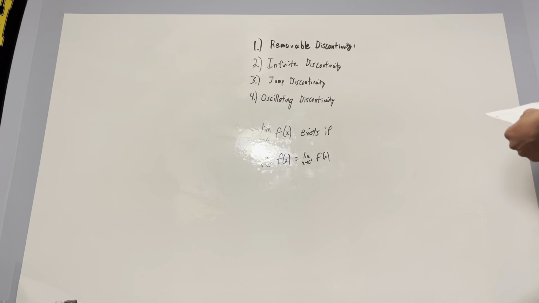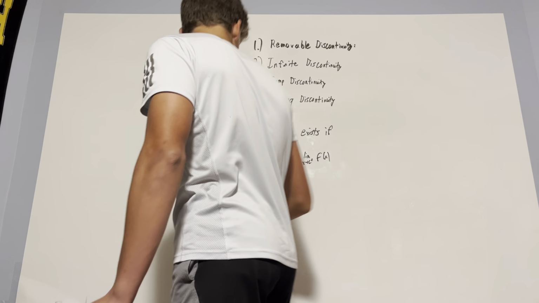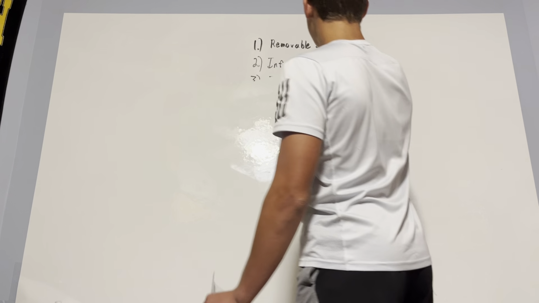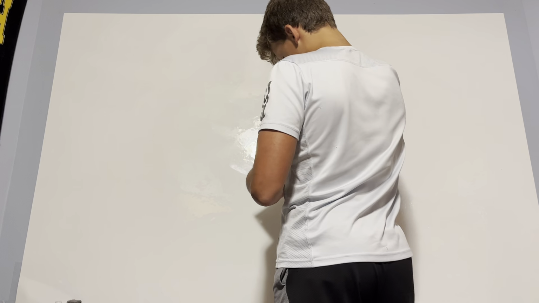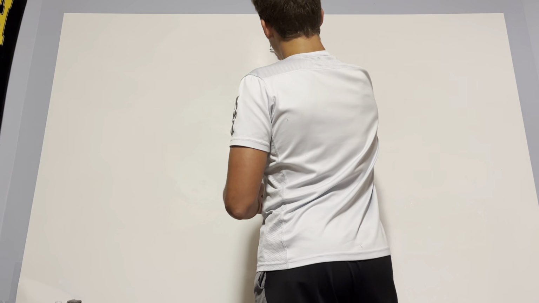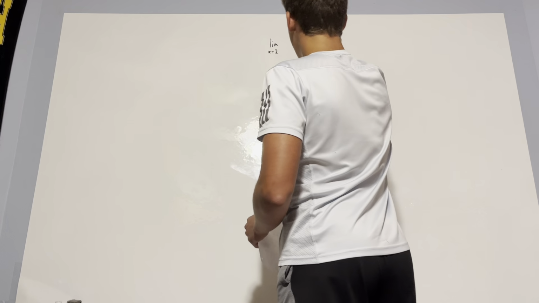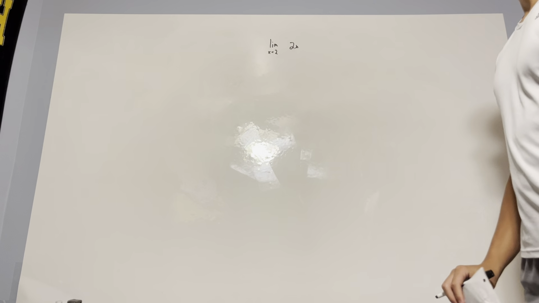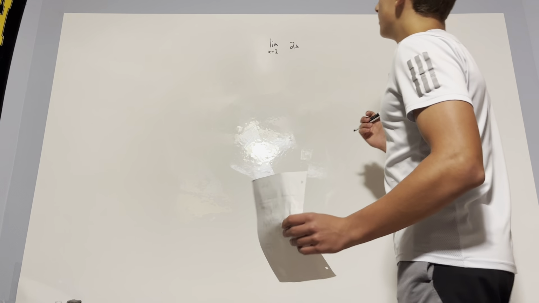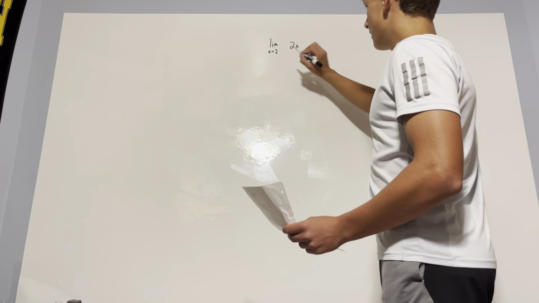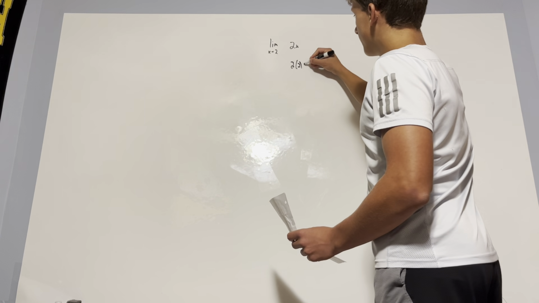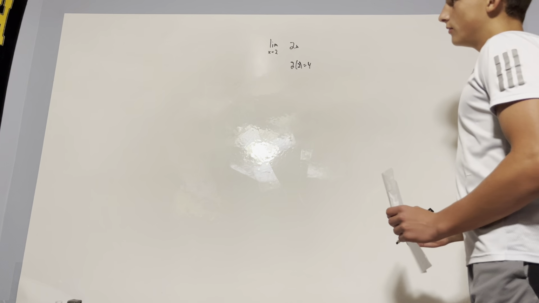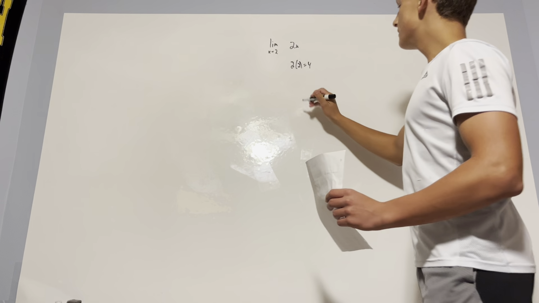So let's look at an example. Let's look at the limit as x approaches 2 of the function 2x. Here we are able to just plug this value in. So we can plug in x equals 2 and get 2 times 2 is 4. The reason we can do this is because this function is continuous everywhere.